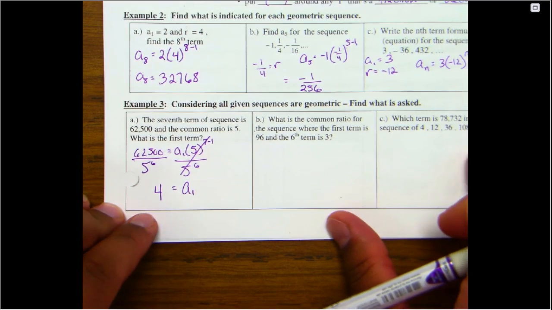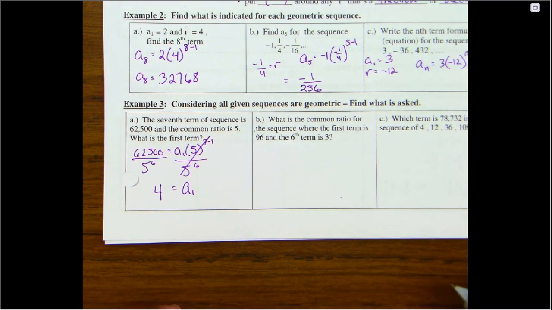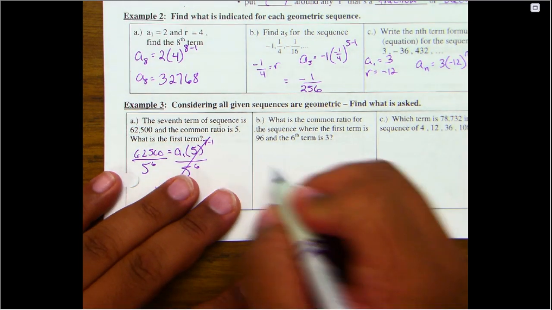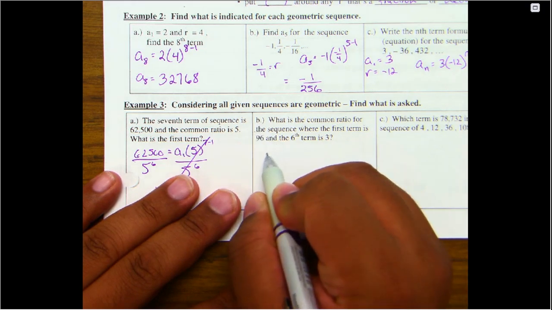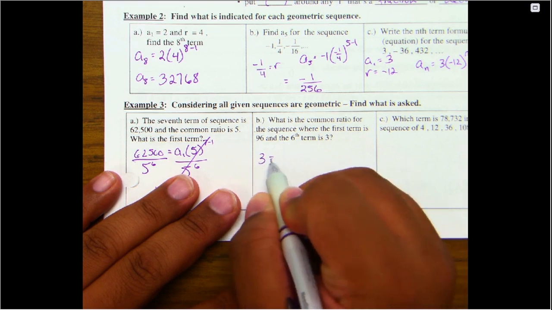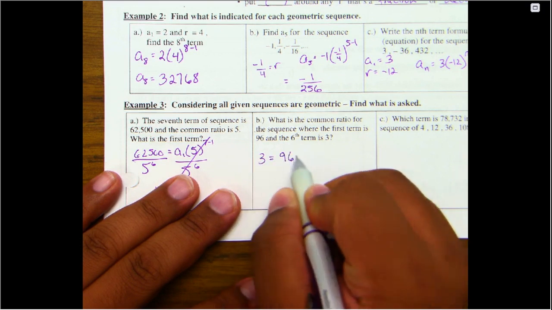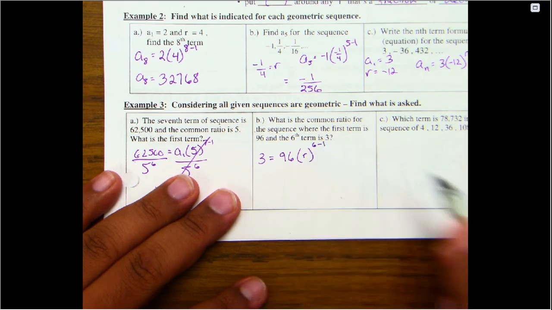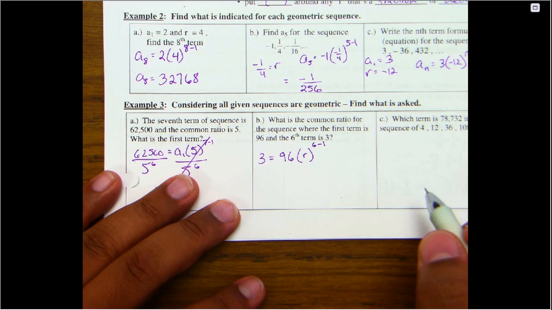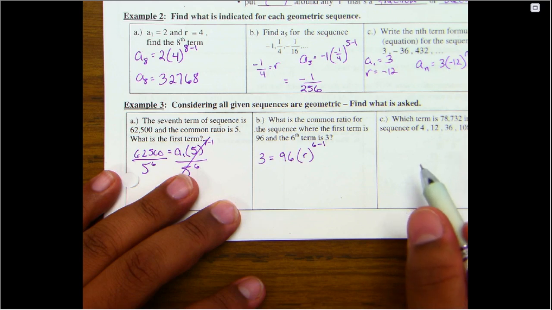Okay. What is the common ratio for the sequence where the first term is 96 and the sixth term is 3? So now we're trying to find R, correct? So the sixth term is 3. First term is 96. Trying to find R up to the 6 minus 1. Right?